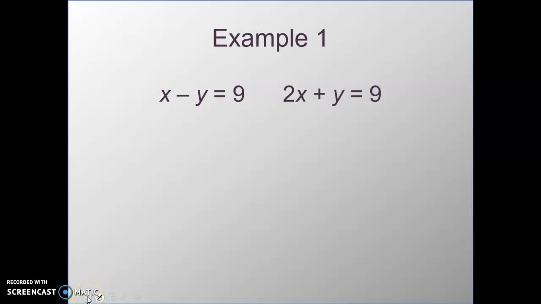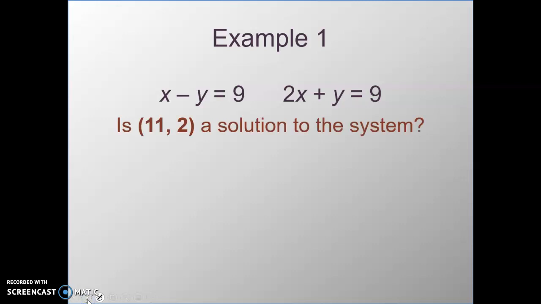x minus y equals 9 and 2x plus y equals 9. The first thing we need to do is put them in y equals mx plus b if we're graphing, but let's just do a quick test. Let's say we're given the point 11, 2, and let's find out if that's a solution to the system. What we'll do is substitute our x and our y, our 11 and our 2, into both equations and see if we get true statements.